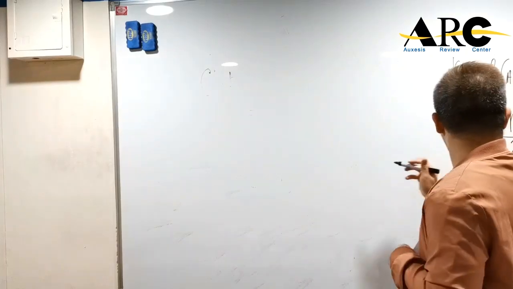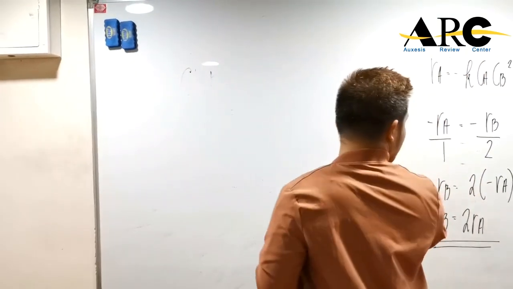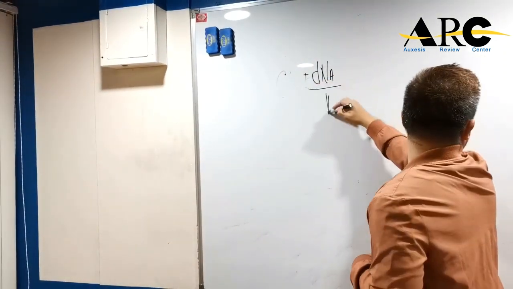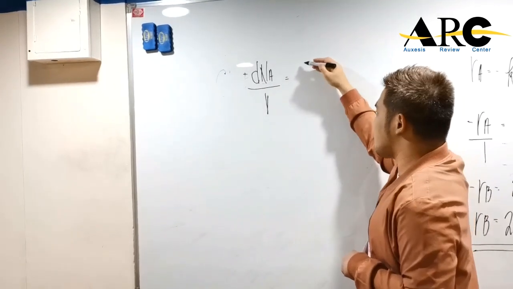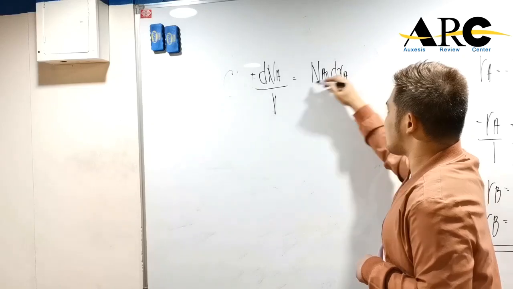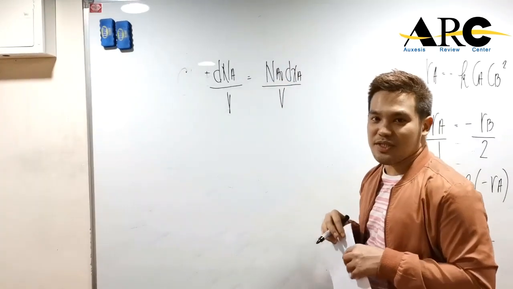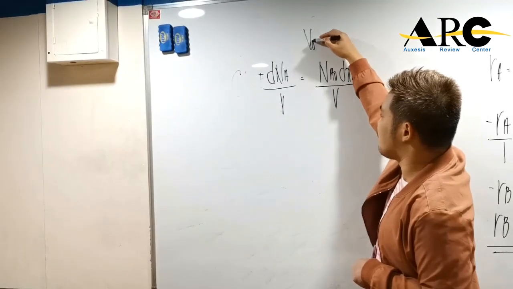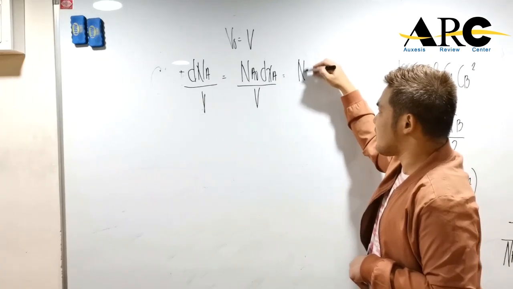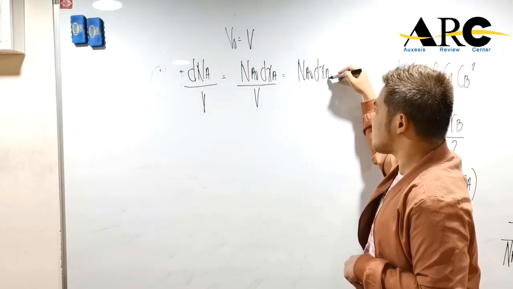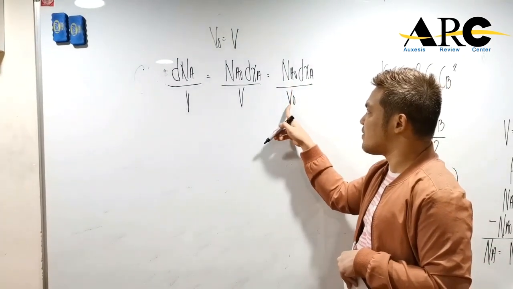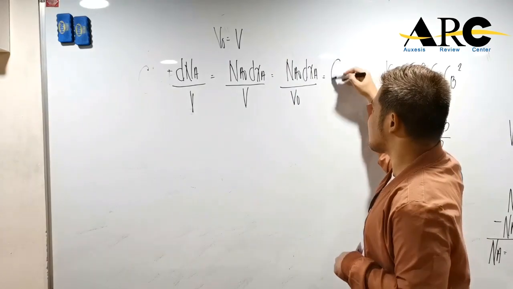So, try natin i-divide ng V. So, pwede natin sabihin that negative dNA over V is now equal to NA0 dXA over V. Sabi natin we have constant volume, meaning to say the initial volume V0 is equal sa final volume V. So, therefore, NA0 dXA over V0. Ano ba ang NA0 over V0? So, equal yan ng CA0.